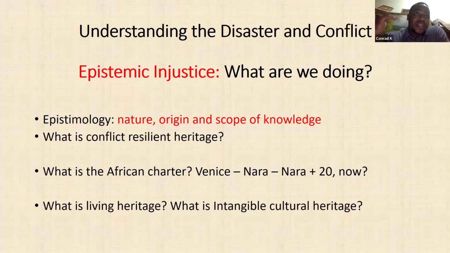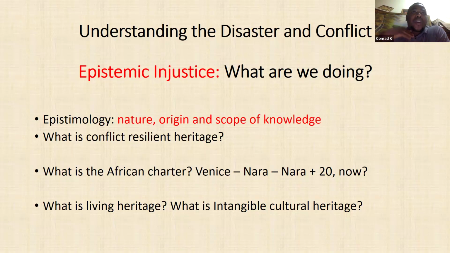And so when I look at epistemic injustice, epistemology is just the nature, the origin and scope of knowledge of a particular thing. And so when you look at epistemic injustice and what we need to do about it, it simply means that when we are trying to address global notions of heritage, or global notions of knowledge of heritage, in Africa, we seem to rely on outsiders instead of the insiders, who are us, the people who live and share this heritage every day.